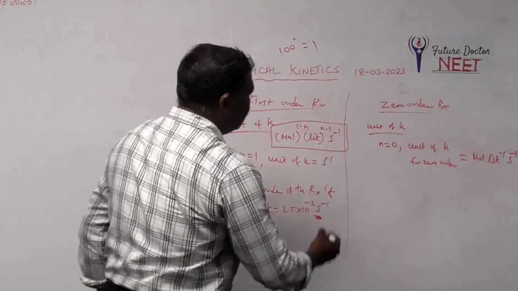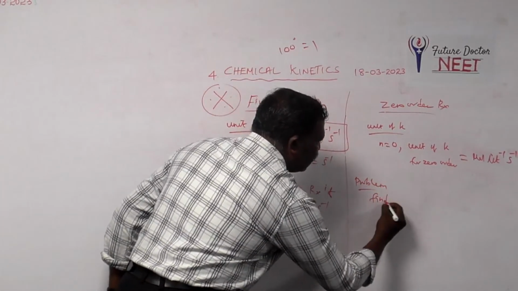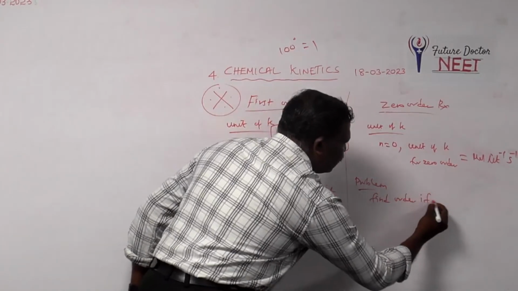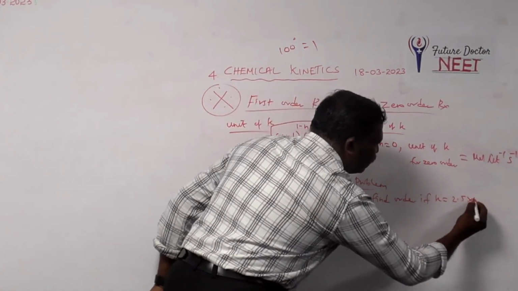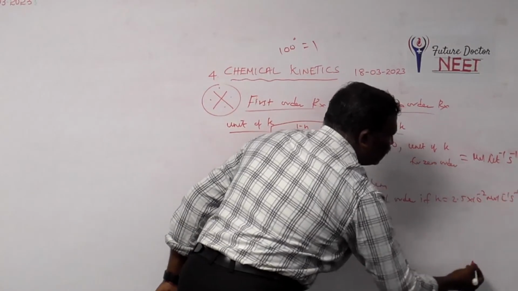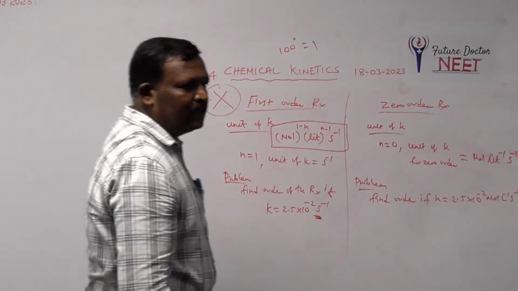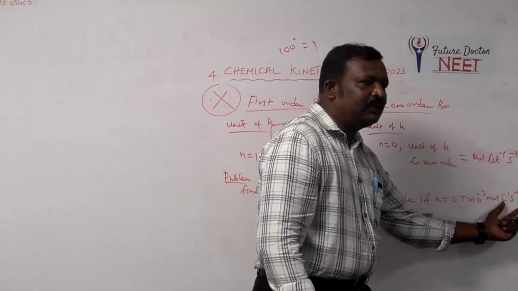Okay. Here I'll give one simple problem. Find the order if k is equal to 2.5 into 10 power minus 2 mole per liter per second. It is a zero order. From the unit we are able to find it.